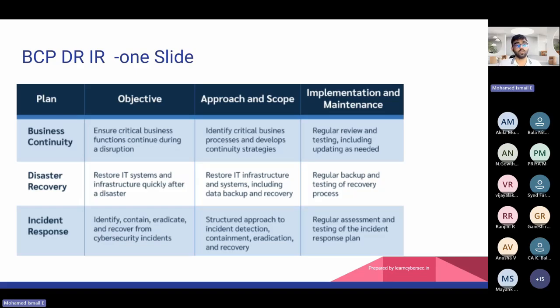Incident response always talks about cybersecurity incidents, nothing else. If you see anywhere there is a hacking, there is a breach, there is a vulnerability exposure, or the company got hacked, these are all cybersecurity incidents. So we need to map that event into the incident response category. Incident response primarily talks about identify, contain, eradicate, and recover from cybersecurity incidents.